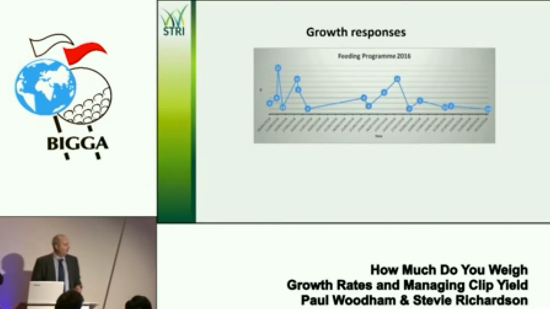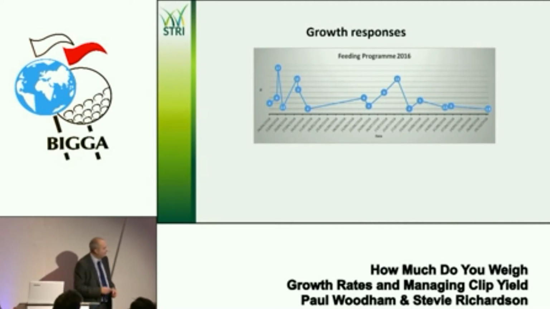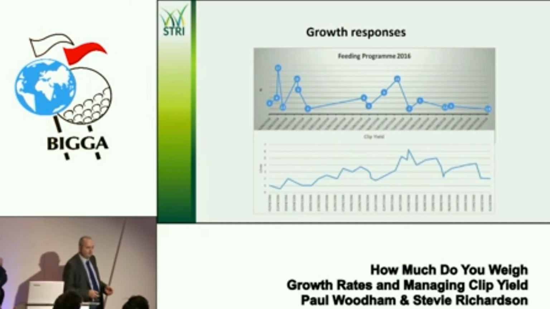Think about growth responses. This is a fertiliser program from a parkland golf course, kilograms of nitrogen applied, starting in April, and there are various applications early season. We're also looking at the clip yield. You can see we've got various applications, 4, 6, 17, 2.5, but not much is going on.